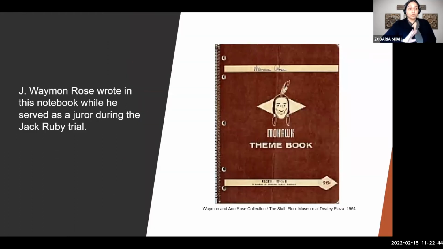Now, since we know the only person who went to trial in connection with Kennedy was Jack Ruby, this was the notebook that Wayman Rose wrote in as he served on as a juror in the Jack Ruby trial.